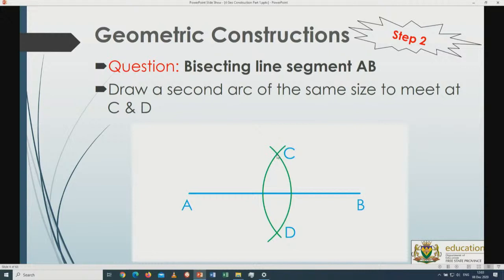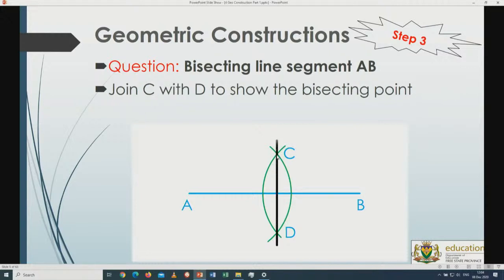Now remember that this intersection point, this arc, is exactly the same distance from A as B is from the arc, since I haven't changed the dimension on my compass. So therefore it's exactly in the middle. If I join the intersection points with each other by means of a line, I will get the bisecting point. So that is showing you the way in which you can draw the bisecting of a line. So that's the third step.